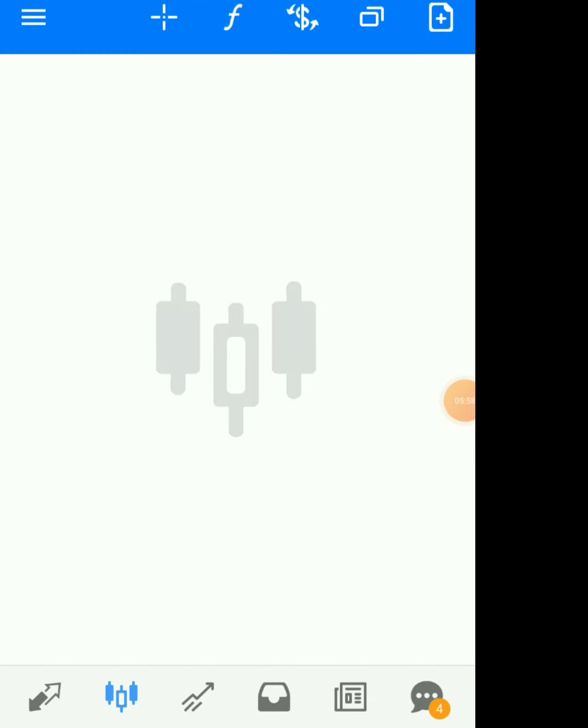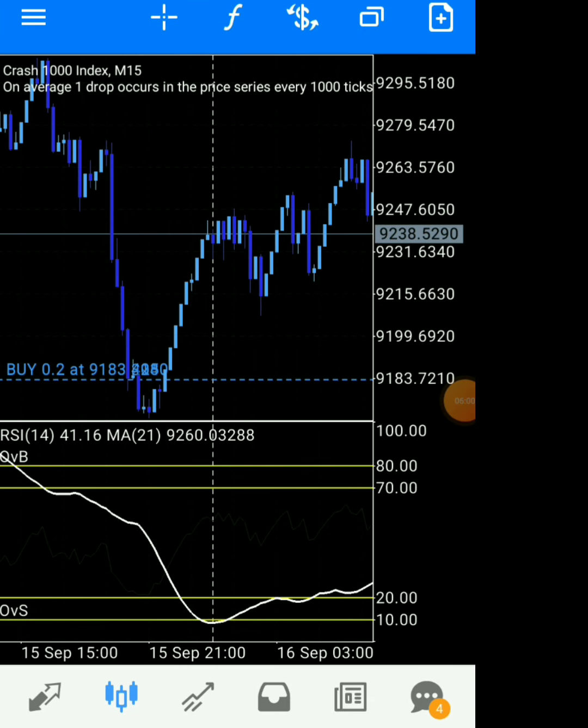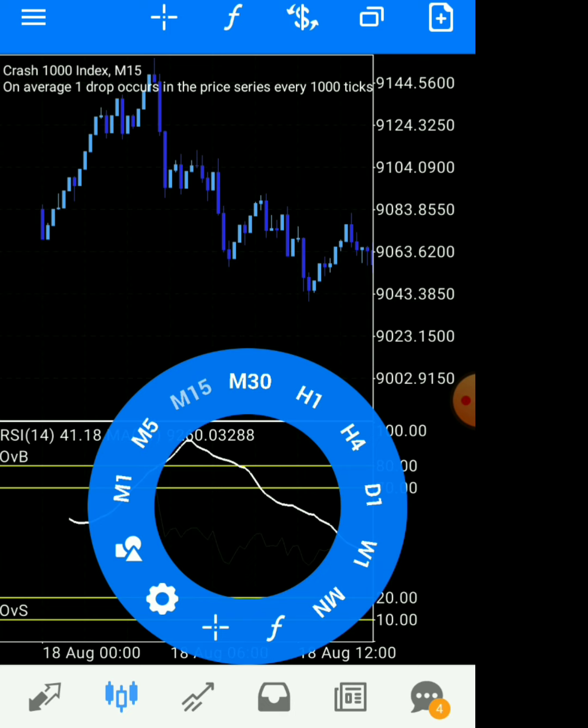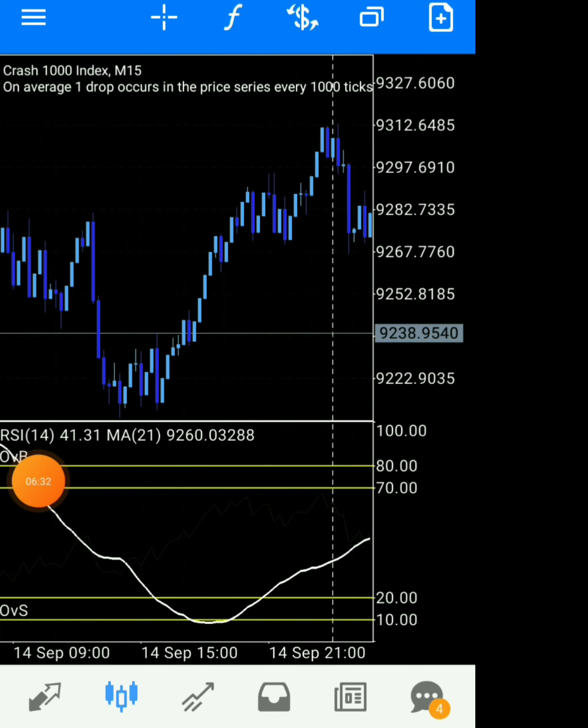Okay, so let's get straight to the business of the day. Now, according to my strategy, when price is overbought, I should be looking forward to selling. But you don't just sell anyhow. I always advise traders, apply price action.